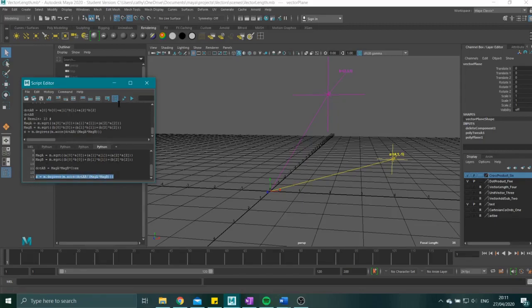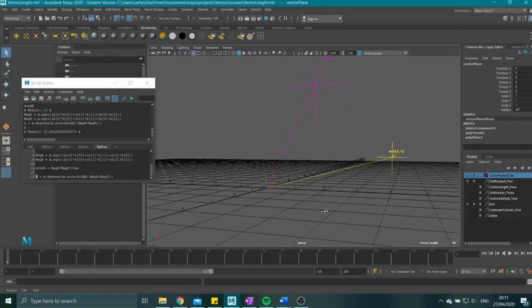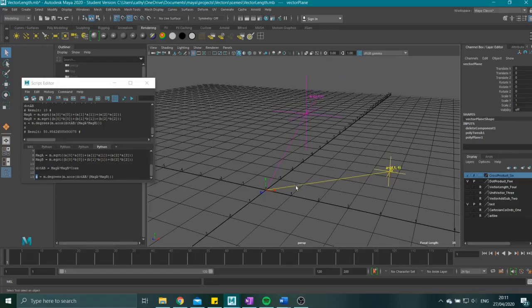So let me run that there. And then let's check X. So X is 50.95, so almost 51 degrees. So again, that means using the dot product, we've been able to figure out that the angle between these two vectors is 50.9 degrees.